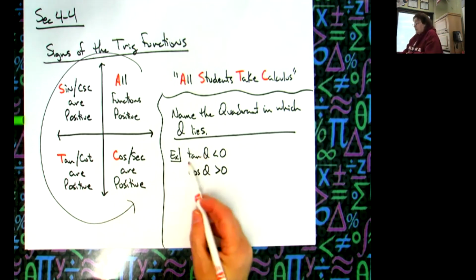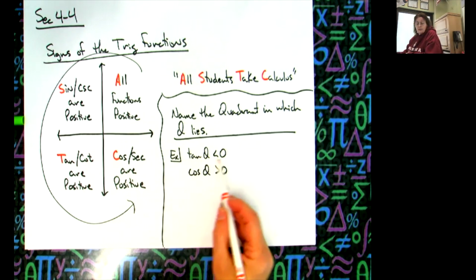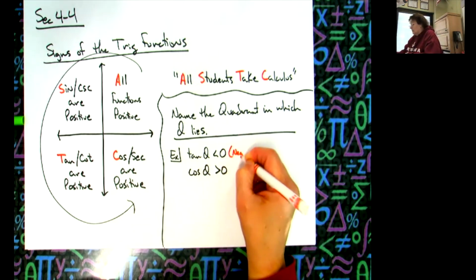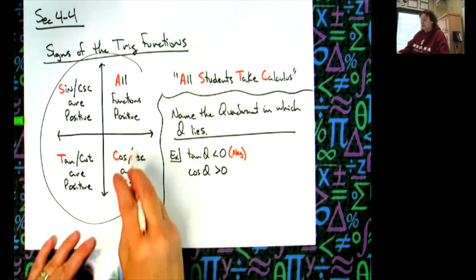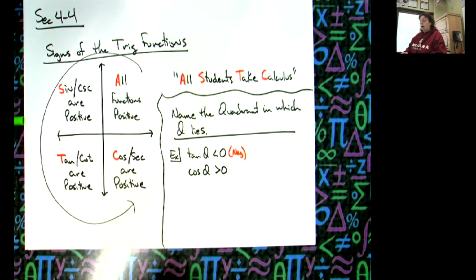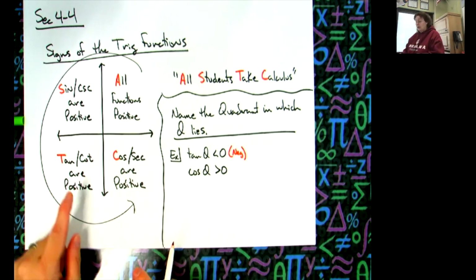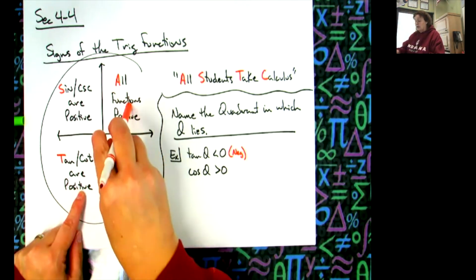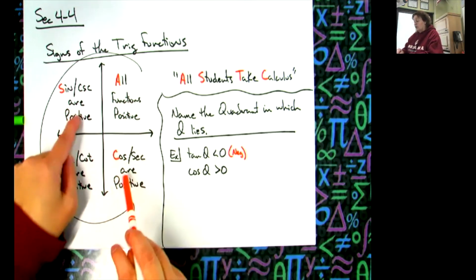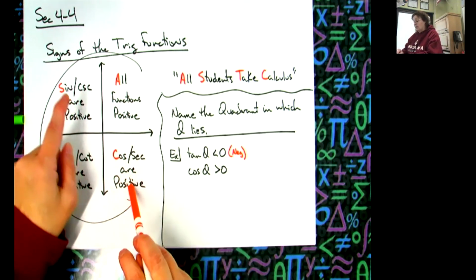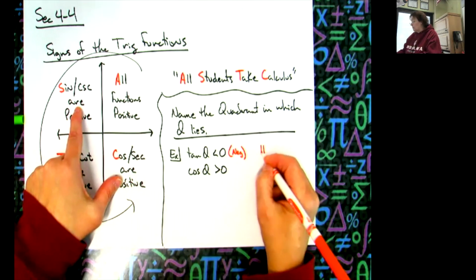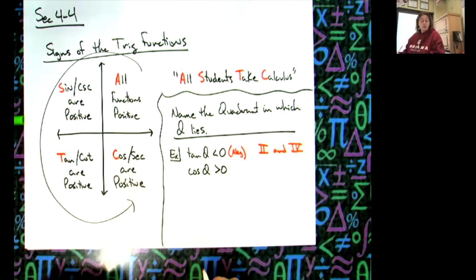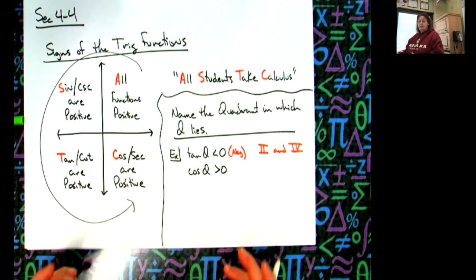Tangent being less than 0 means that it's negative. So then you've got to come over here and figure out, well, what quadrants can tangent be negative in? Well, it's not 3 because tangent is positive there. Everything's positive in 1. So that means I've got two possibilities. It can either be in 2 or 4. So my possibilities are 2 and 4. It's the only two places where tangent can be negative.